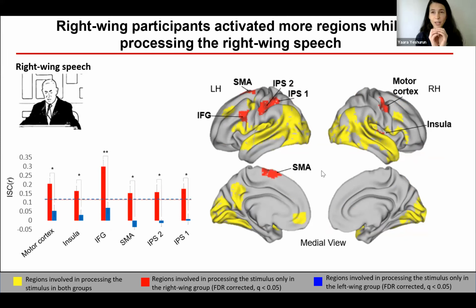And to summarize only these three stimuli, we can suggest that in the right-wing group, regions that are involved in sensory motor simulated representation were active, so that right-wing participants used a sensory motor simulated representation to represent the right-wing content.